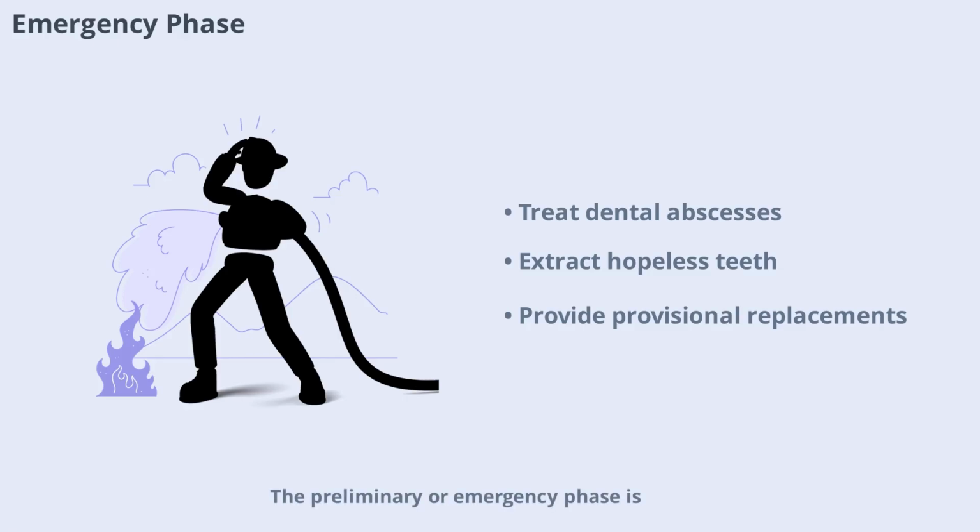The preliminary or emergency phase is all about addressing urgent dental issues. This includes treating dental or periapical abscesses, periodontal abscesses, and extracting hopeless teeth. If necessary, provisional replacements are provided to maintain function and aesthetics. By resolving emergencies first, the foundation is set for further treatment, ensuring that the patient is comfortable and stable before moving on to more comprehensive therapies.